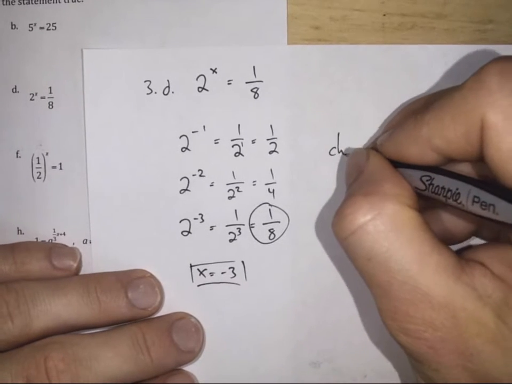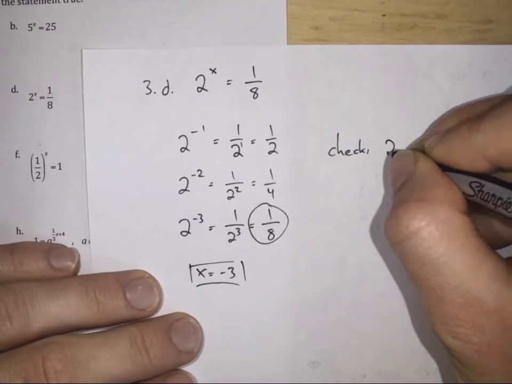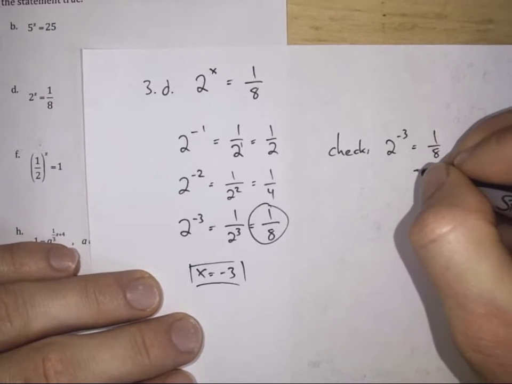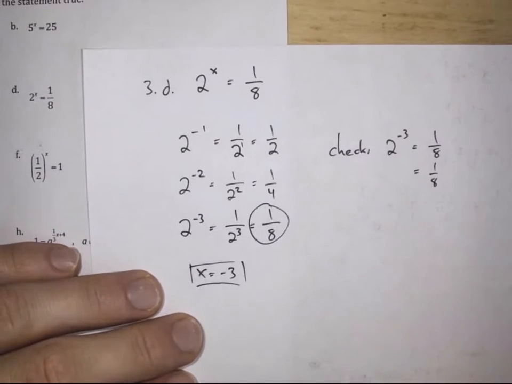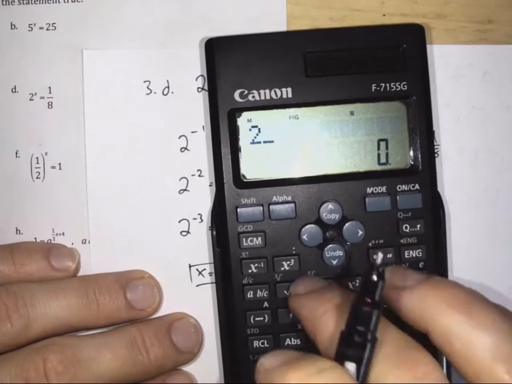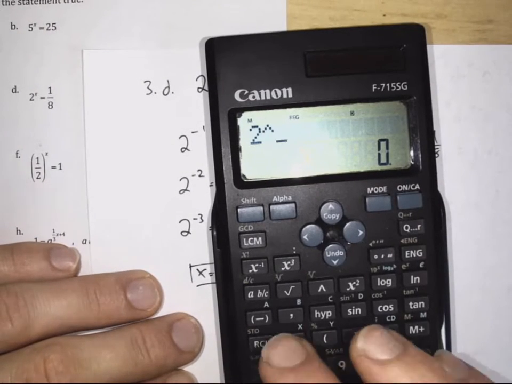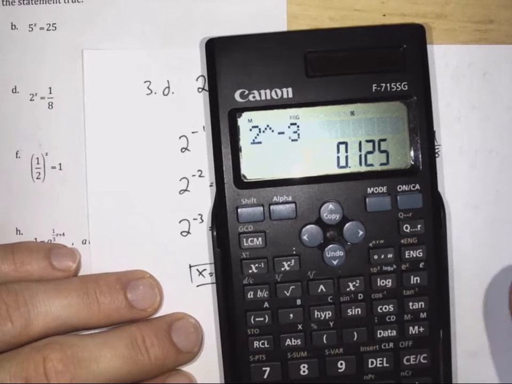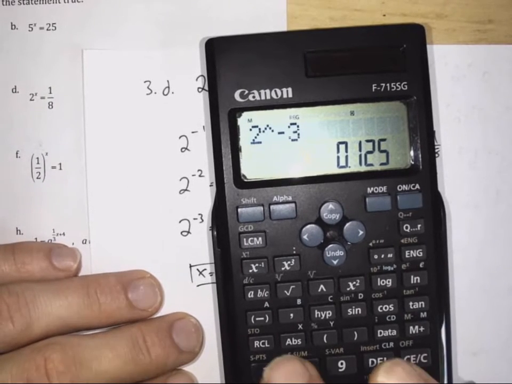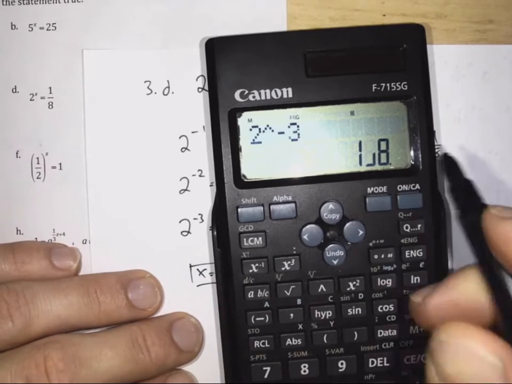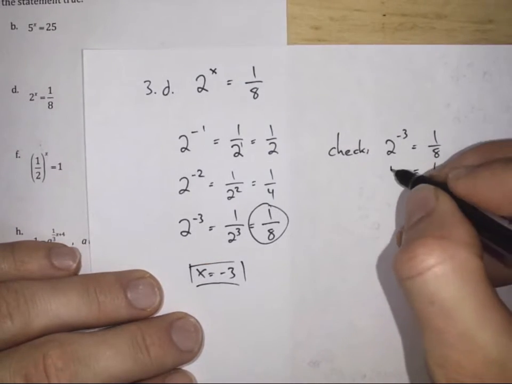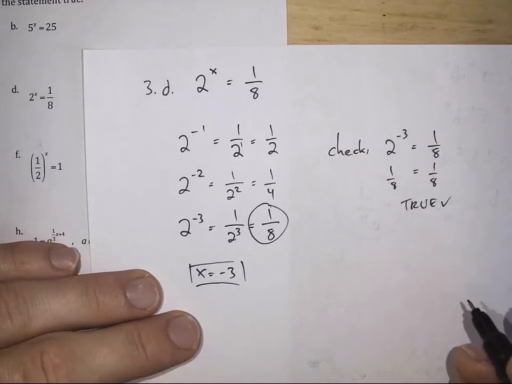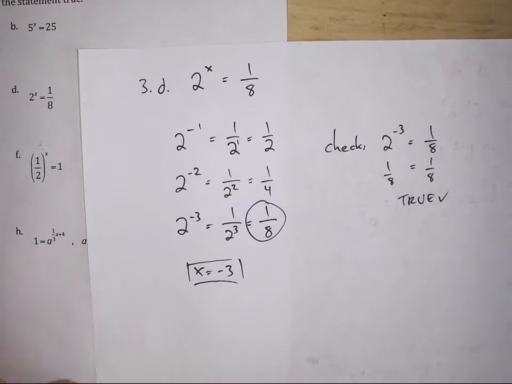And we'll just check our work. So is it true? Is 2 raised to a negative 3 equal to 1/8? Well, what is 2 raised to a negative 3? 2 to the power of... Where's my negative button? Negative 3. I get 0.125, but I don't like that one as a fraction, so I'm going to use my fraction button. I get 1/8, for sure. Okay. 1/8 is equal to 1/8. That's a true statement. So that x was correct. Our value of negative 3 was the correct value for x.